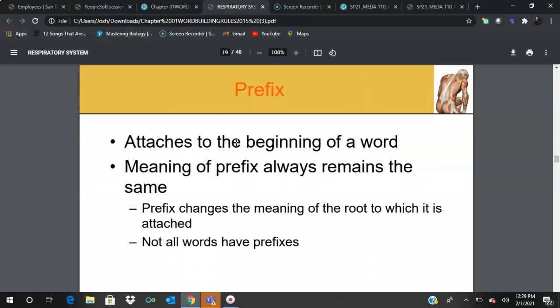All right, so let's talk about the prefix. Pre means in front of or before, okay? So prefix is a word element that attaches to the beginning of a word, all right? And just like the other word elements, the definition always remains the same, but when you add that word to it, it can change the overall meaning of the whole word, okay? It is important to note that not every word will have a prefix, okay? All words have a word root and a suffix, but not every word has a prefix, and so that's okay. It's just one of the exceptions, okay?